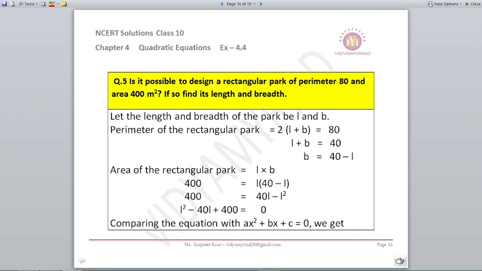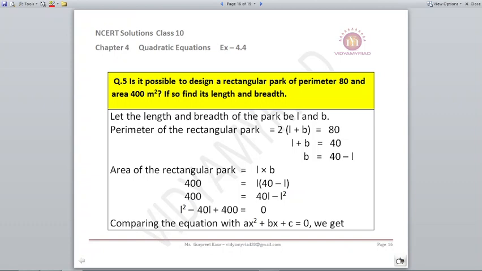Next, is it possible to design a rectangular park of perimeter 80 and area 400 meters square? If so, find its length and breadth. Now first let us assume length be L and breadth be B. So the perimeter of a rectangular park is 2 into (L plus B), which is given as 80. So that means L plus B is 40. We can divide the equation by 2 and B comes out to be 40 minus L. Or we can also write L is equal to 40 minus B. Anything you can do. Now area is given to us, that is 400.